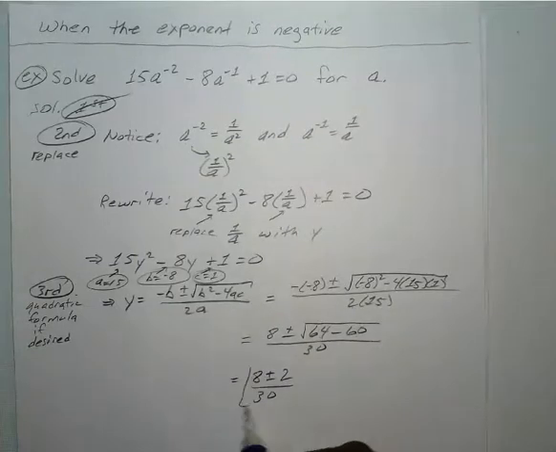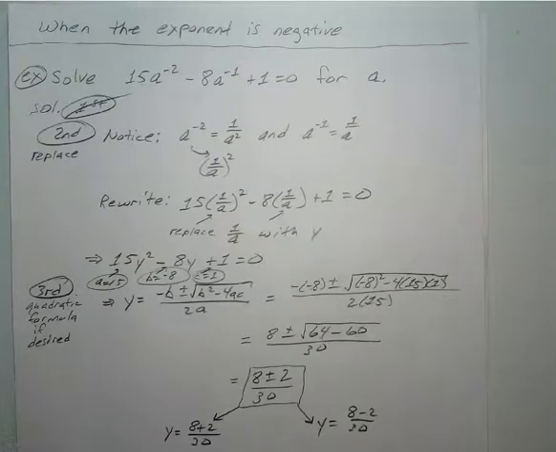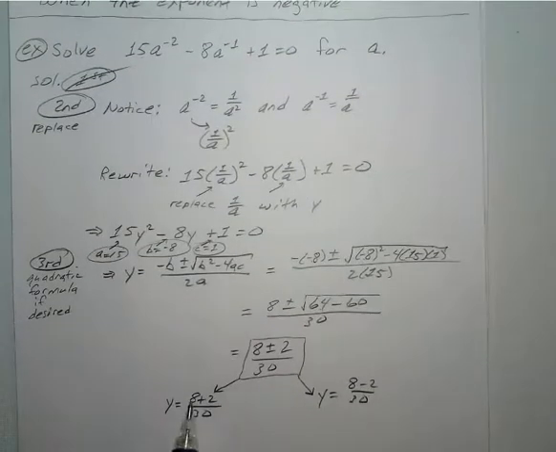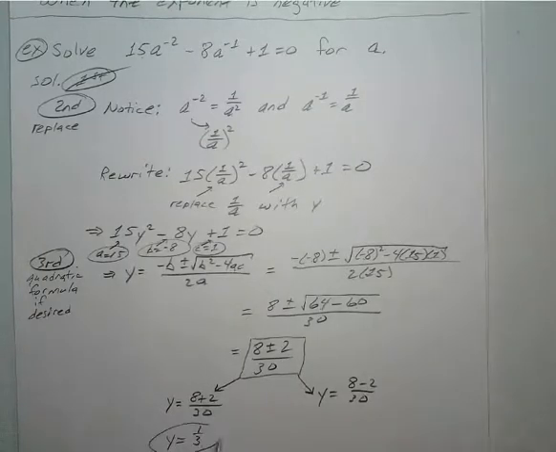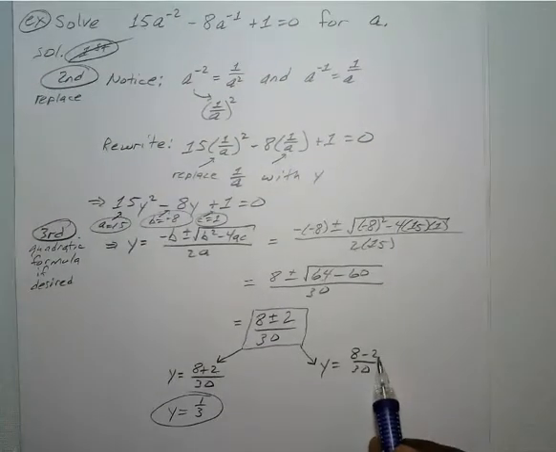So this lets us know that y is equal to 8 plus 2 over 30, or y is equal to 8 minus 2 over 30. 8 plus 2 is 10, and 10 divided by 30 is 1/3 once you simplify it. So y is equal to 1/3. And 8 minus 2 is 6, and 6 divided by 30 simplifies to 1/5.